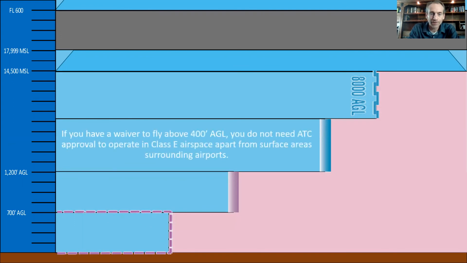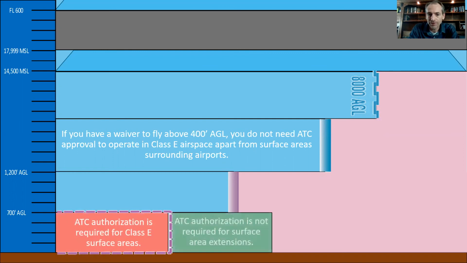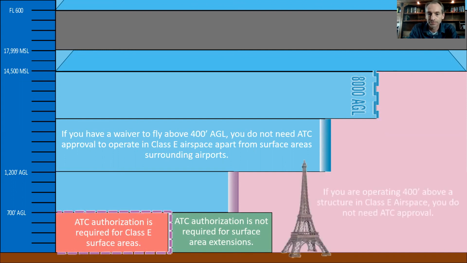If you have a waiver to fly above 400 feet AGL, you do not need ATC approval to operate in Class E airspace apart from surface areas surrounding the airports. ATC authorization is required for Class E surface areas. ATC authorization is not required for surface area extensions. If you are operating 400 feet above a structure in Class E airspace, you do not need ATC approval.